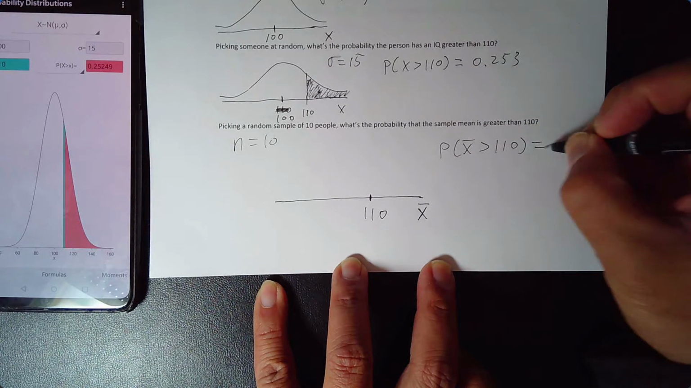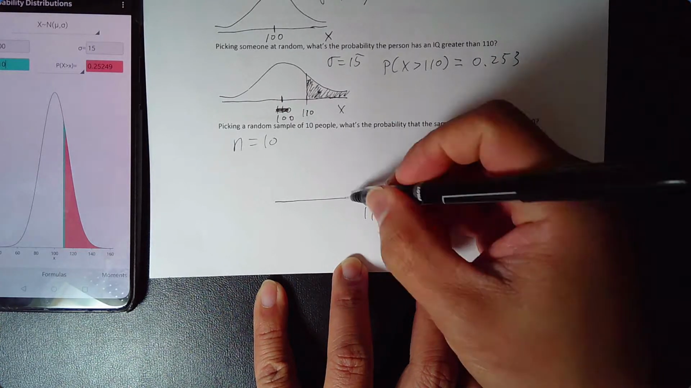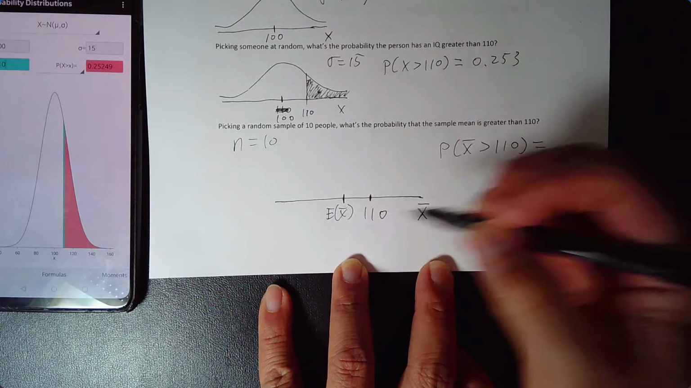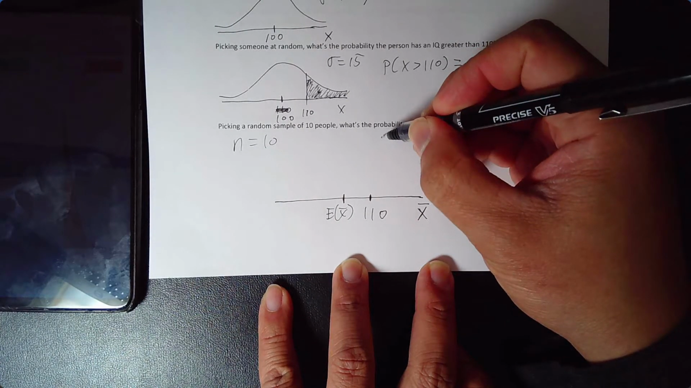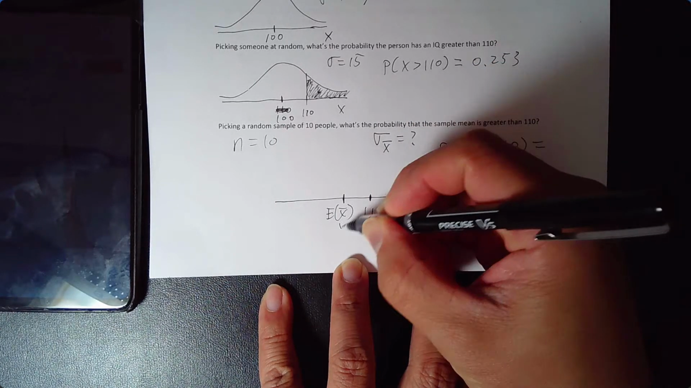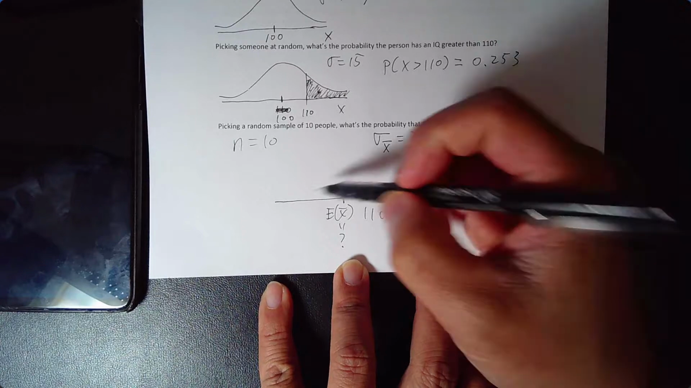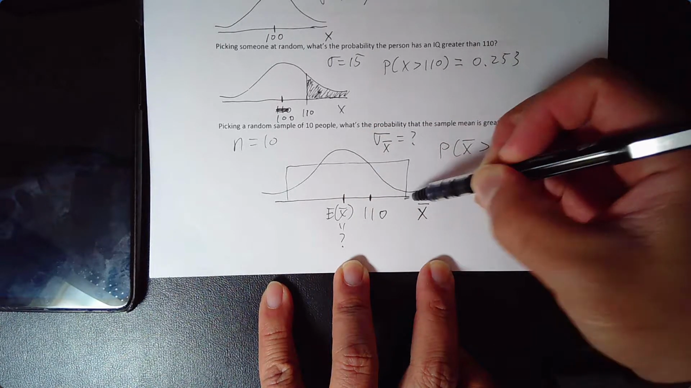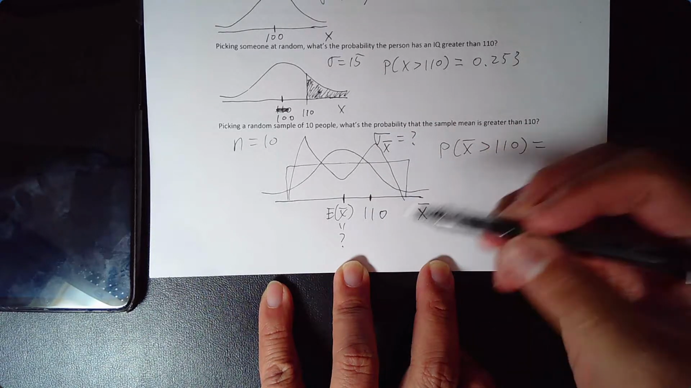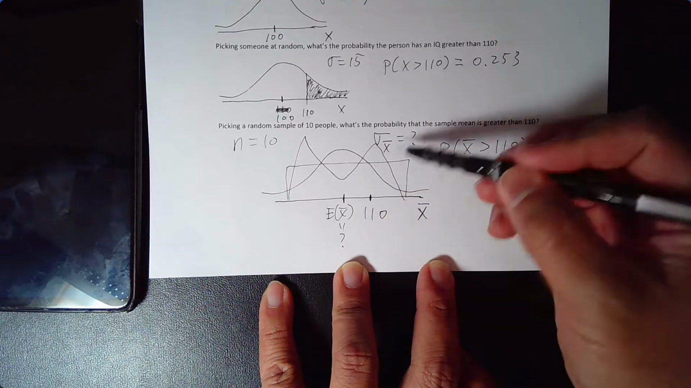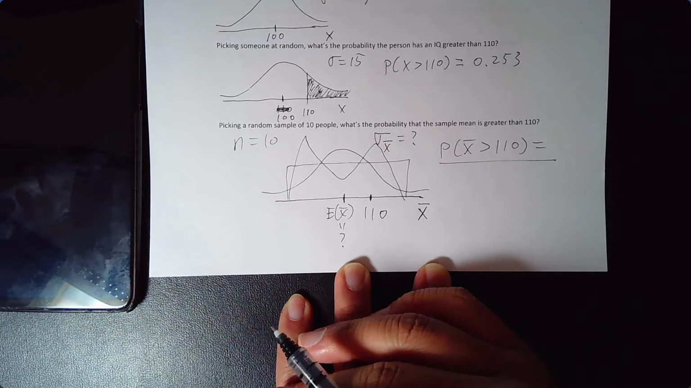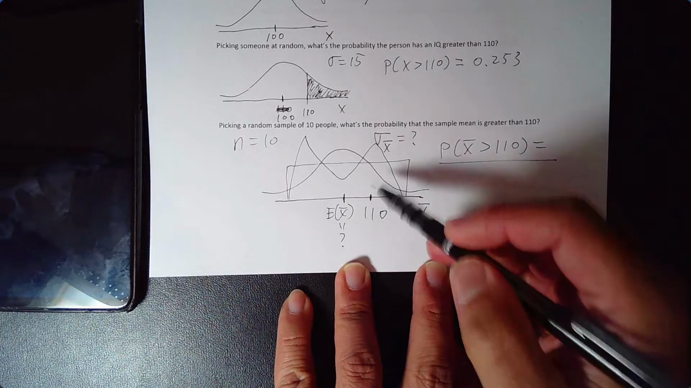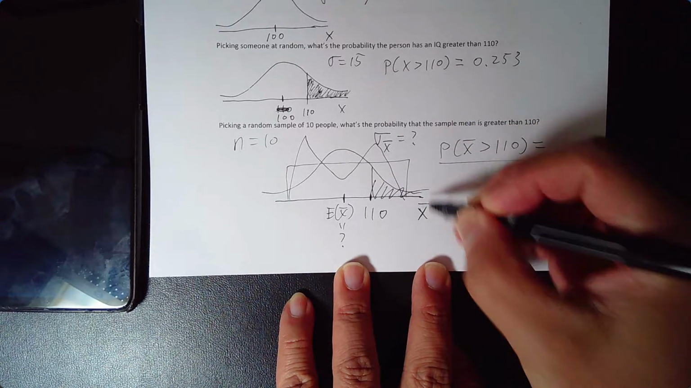Now, to answer this question, I need to know a couple of things. One, what is the expected value of X bar? What is the value at the center of X bar? I also need to know what the standard deviation of X bar is equal to. And most importantly, I need to know the shape of X bar. Is X bar normally distributed, or is it shaped like this, or like this? I don't know what the shape is, so I need three pieces of information in order to answer this question: the shape, the expected value, and the standard deviation. Once I have these, I can go ahead and calculate the area to the right.